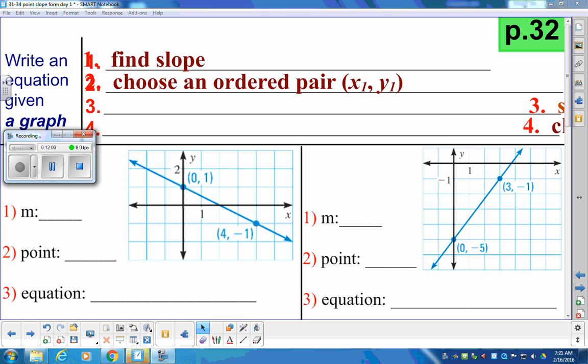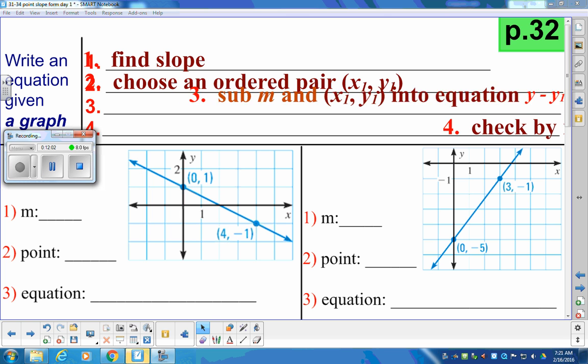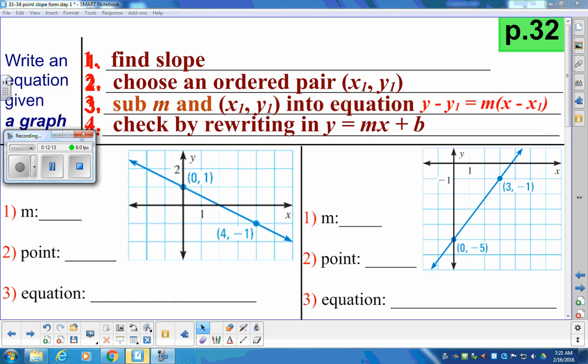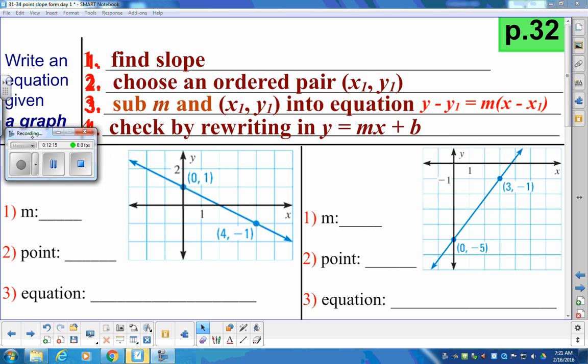All right, after that, we are going to substitute the point and the slope into the equation. Substitute into the equation. And then we will check by rewriting into y equals mx plus b, like we just got done doing. So go ahead and catch up on those notes, guys.